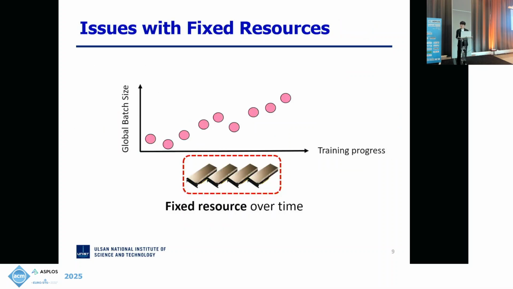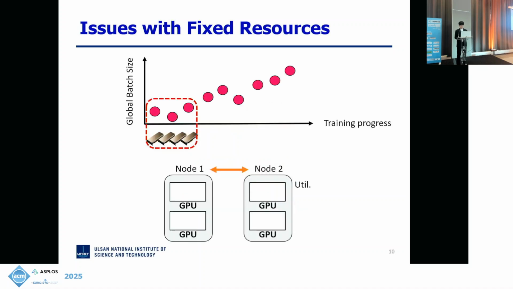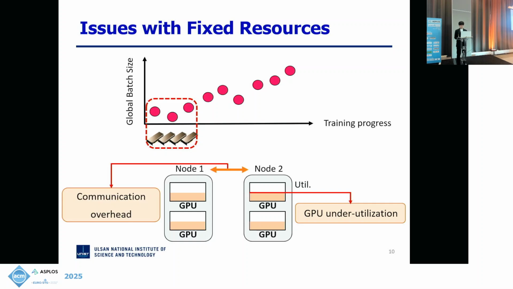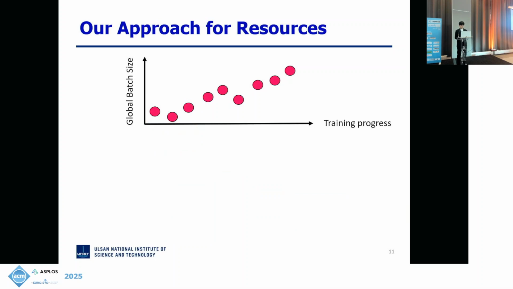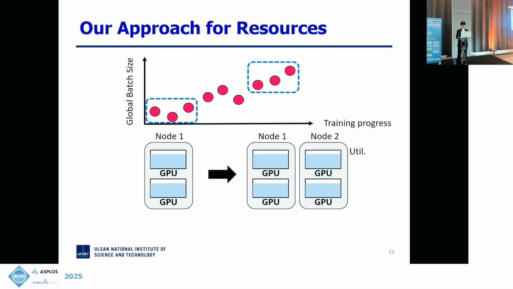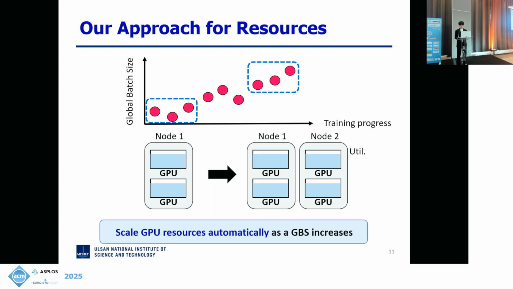However, we observed that prior adaptive studies use static GPU resources. This caused a waste of resource. In the beginning, as GBS is relatively small, GPUs are underutilized by small local batch size and suffer from internal communication overhead. Therefore, it is necessary to scale GPU resource automatically according to the change of GBS.